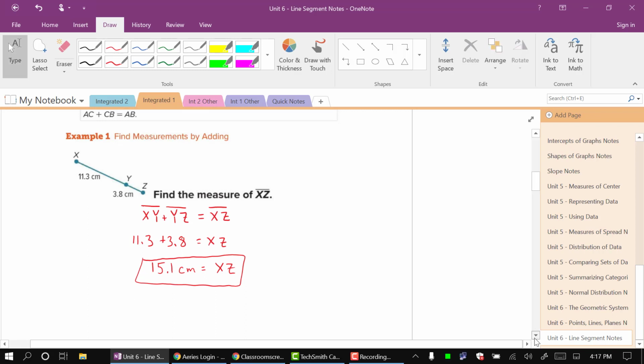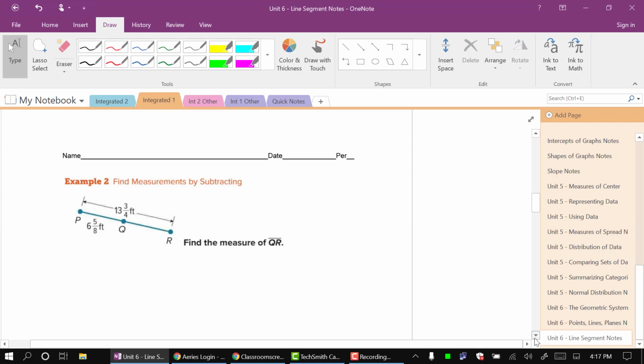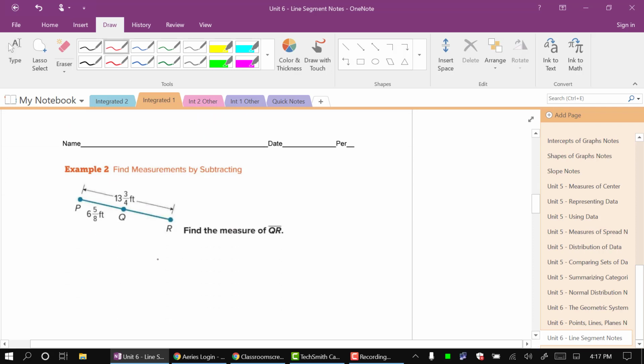The last one was an example where we added the 2 together to get our line segment. Now we want to find the measure of QR. QR is this part right here, and we don't know what this is. Again, Q is our between point of PR. So PQ plus QR equals our whole line segment, which is PR.